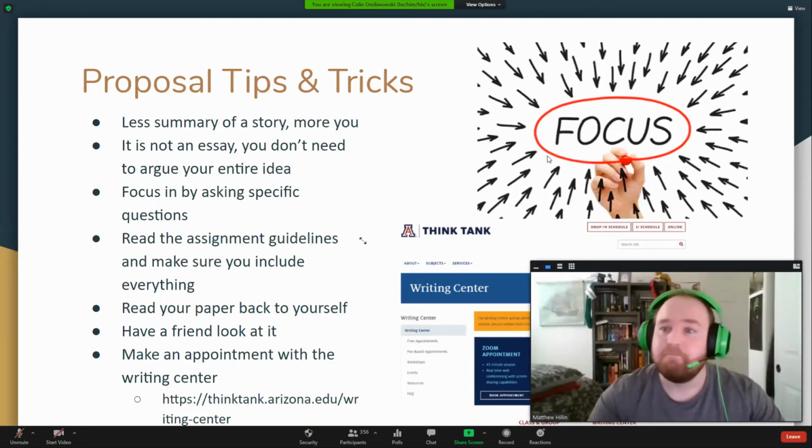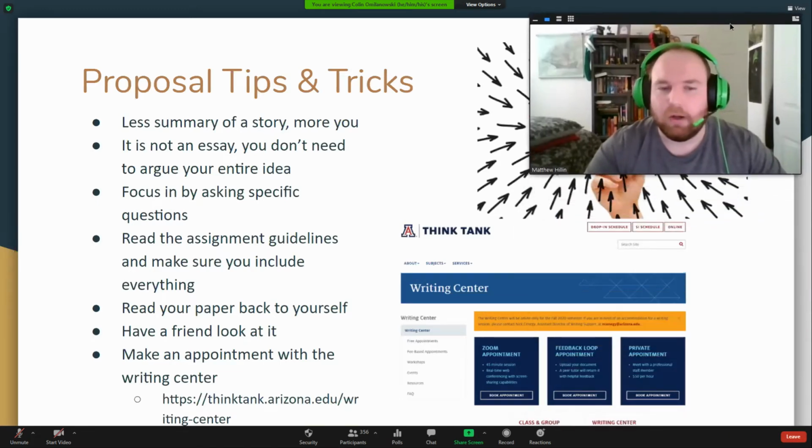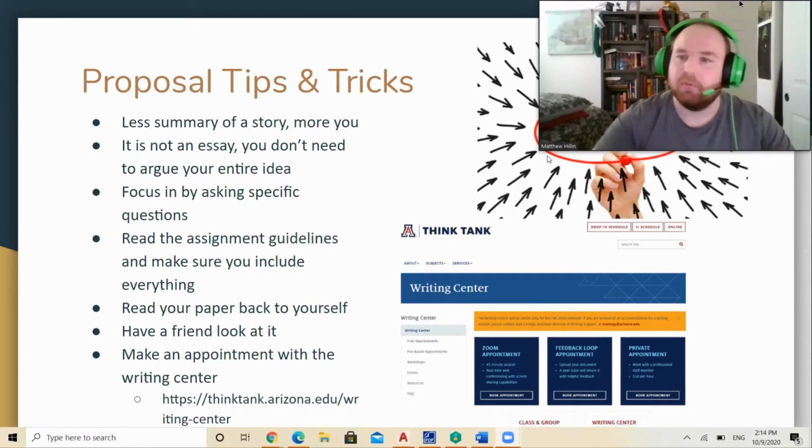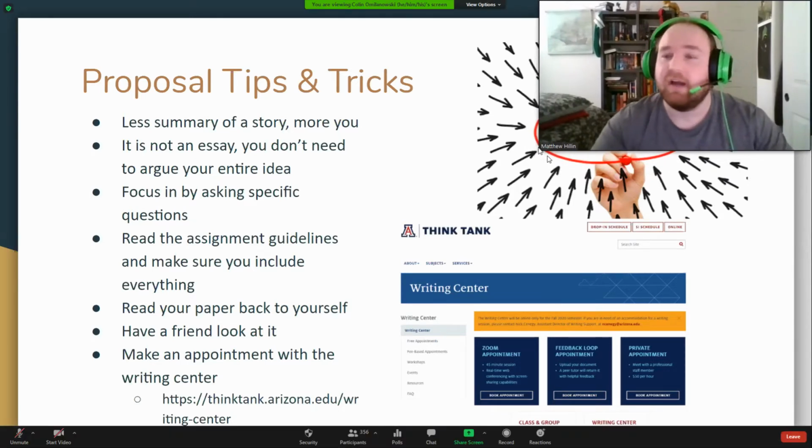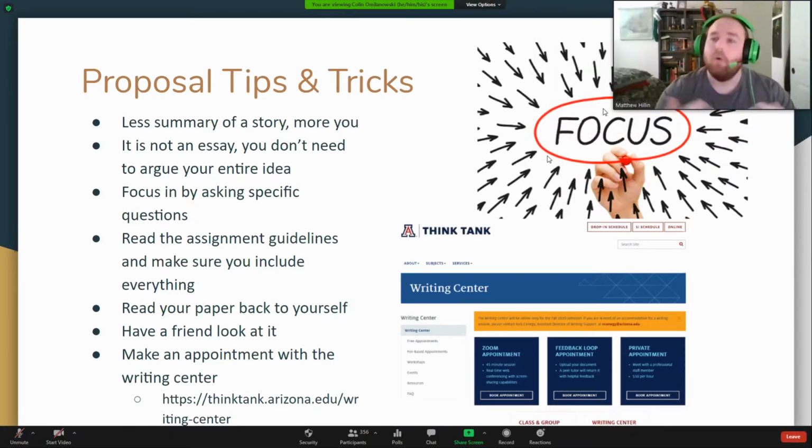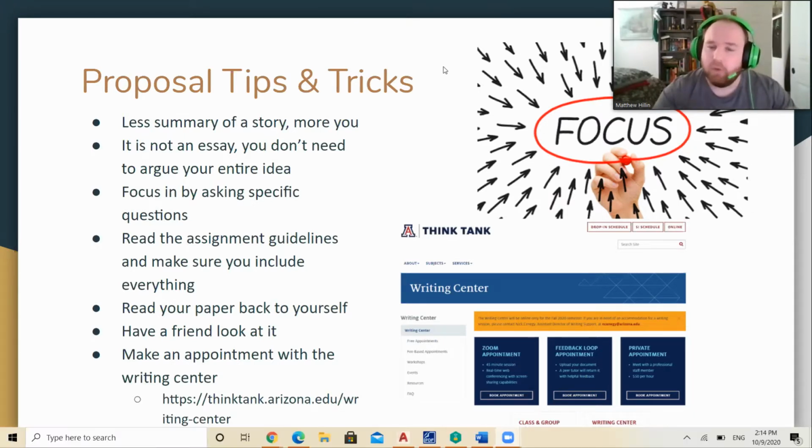Also, it is not an essay. While we want it in that essay format of multiple paragraphs, you don't need to argue the entire thing. We just want to know what your project is going to be about, what sources you're using, and how it's going to look. Make sure y'all are looking at the assignment sheet and the guidelines and seeing what that should all include.